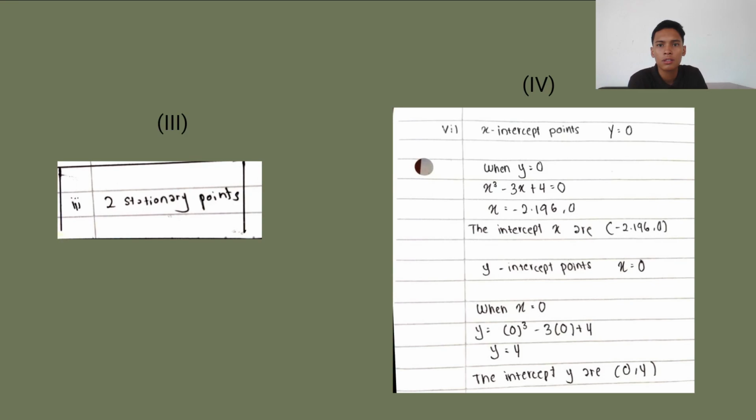So number 4, the intercept points. When y equals 0, x cubed minus 3x plus 4 equals 0, x equals negative 2.196. The x-intercept is (negative 2.196, 0). So for the y-intercept point, x equals 0. When x equals 0, y equals 0 cubed minus 3 times 0 plus 4, y equals 4. The y-intercept is (0, 4).